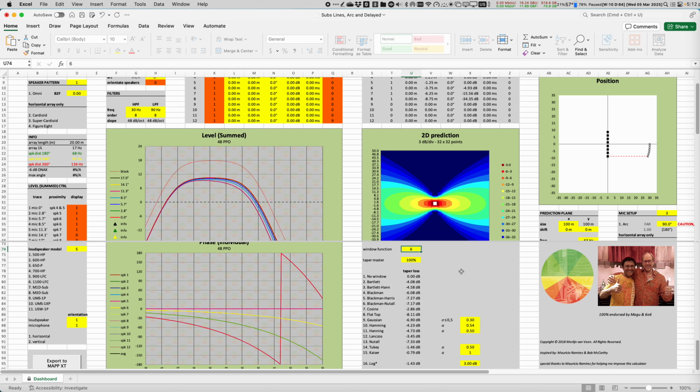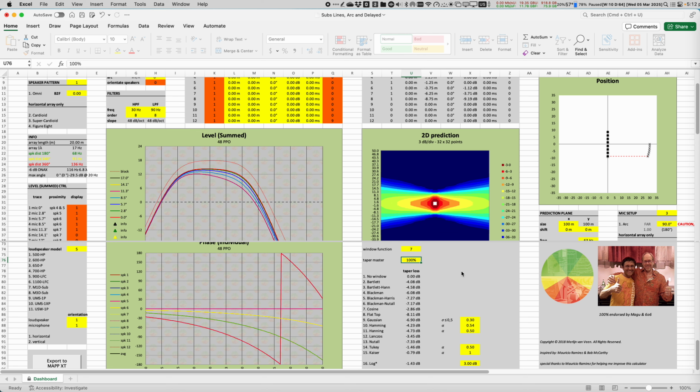Then number 7 is the cosine function. The cosine function has a different shape from what you observed, and in the cosine, the attenuation in the sides is less, so this means the total drop of power in the audience area is less. In cosine it is only 2.86.